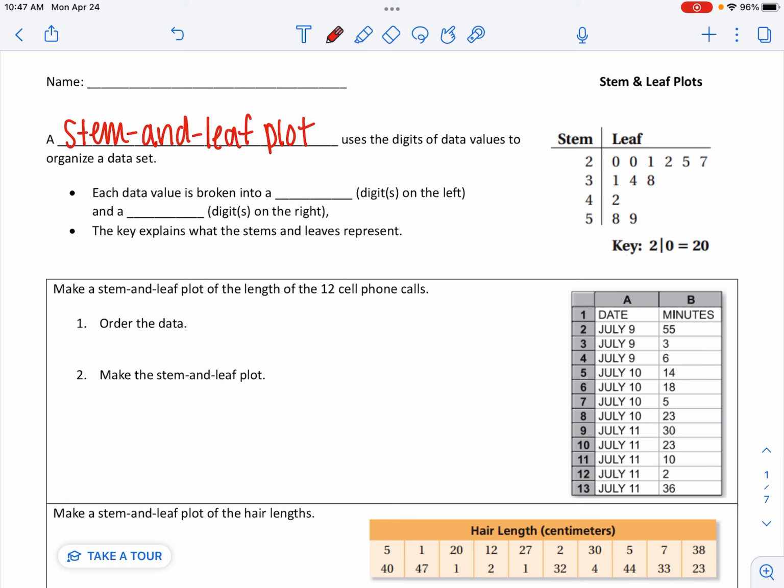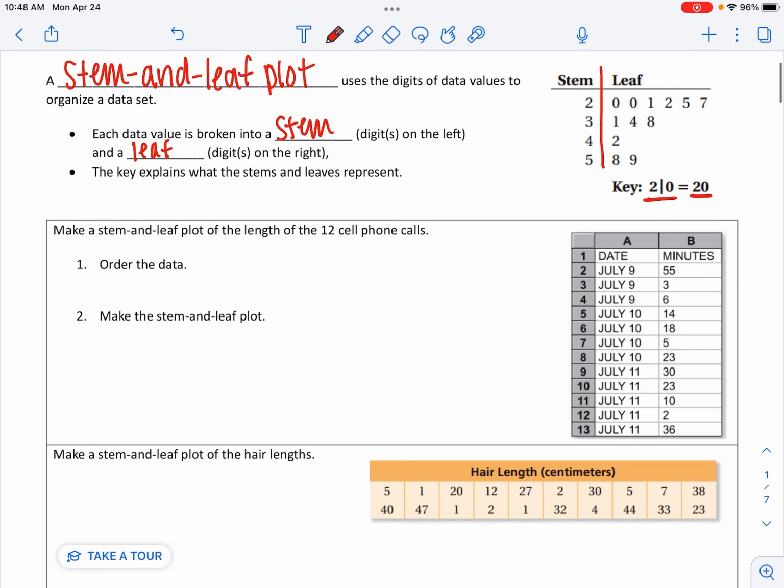Each data value is broken into a stem, which is the numbers on the left, and a leaf, which is the digits on the right side of our vertical line, which is our up and down line right there. And the key explains what the stems and leaves represent. So this shows you 2 line 0 means 20. Every stem and leaf plot should have a key.